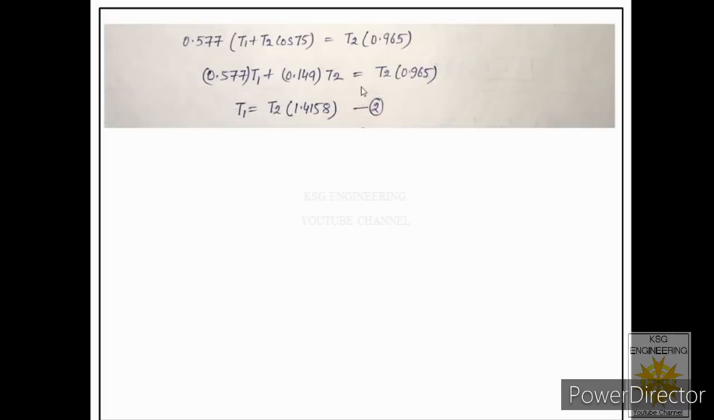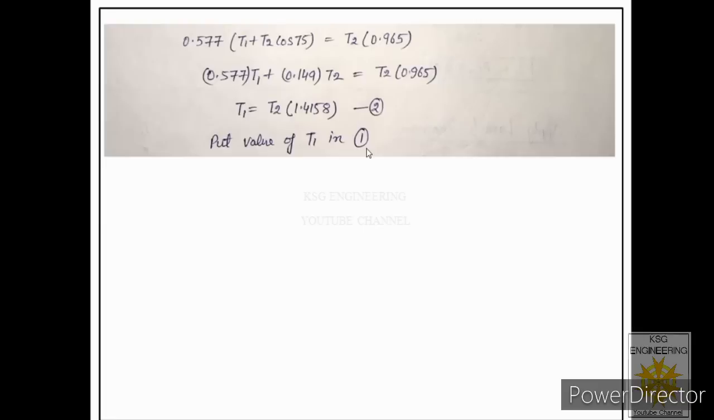And after that what we will do, we will shift this part towards the right hand side of the equation, and then we will divide that part by 0.577. It means we will get the value of T1 in terms of T2. Now we got the value of T1 in terms of T2. So we can put this value in the first equation.